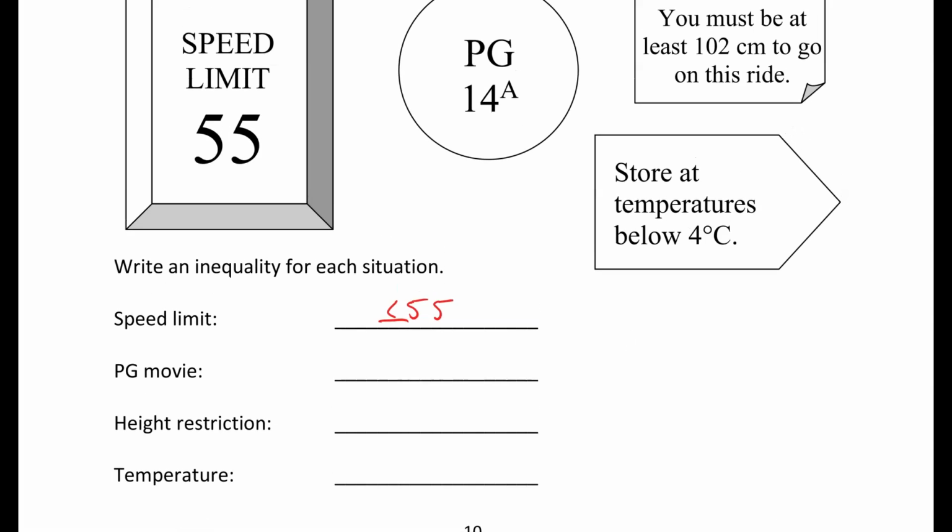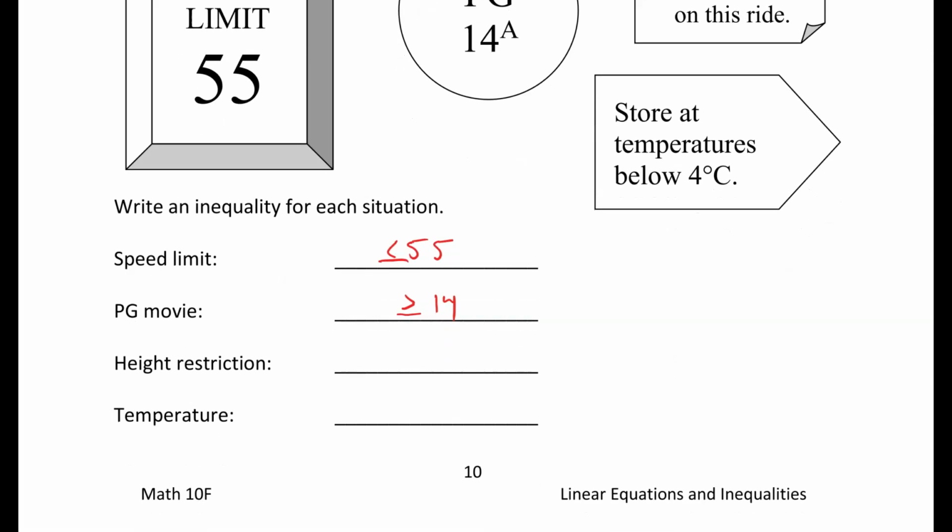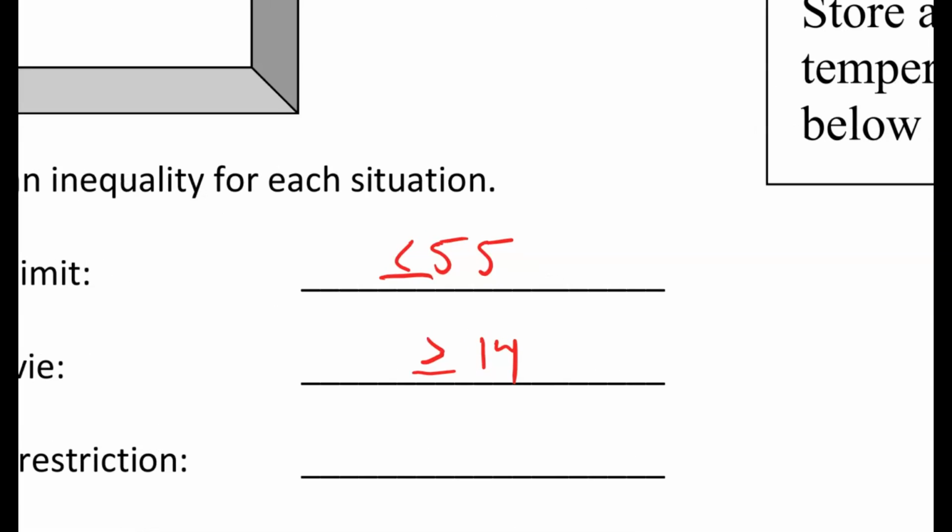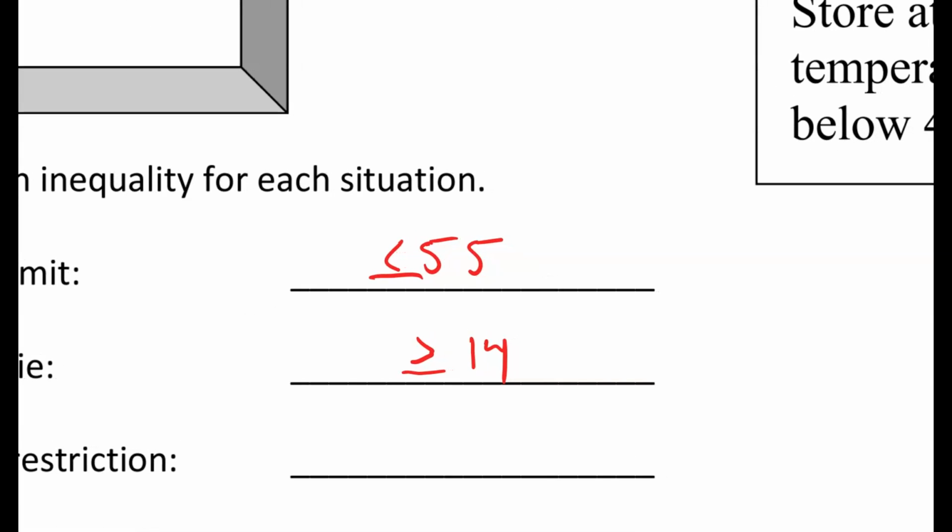If we're looking at PG 14A, well, 14 is going to be a number that we're working with. And if it's a PG 14A, it means you have to be older or equal to 14. So you have to be the age of 14 or older to be able to watch that movie. So it means you got to be greater than or equal to 14. So when you're looking at something that is going to be more than 14, it is opening up away from it. And if you're looking at something that is going to be less than 55, so less than a certain number, it is opening up towards it.